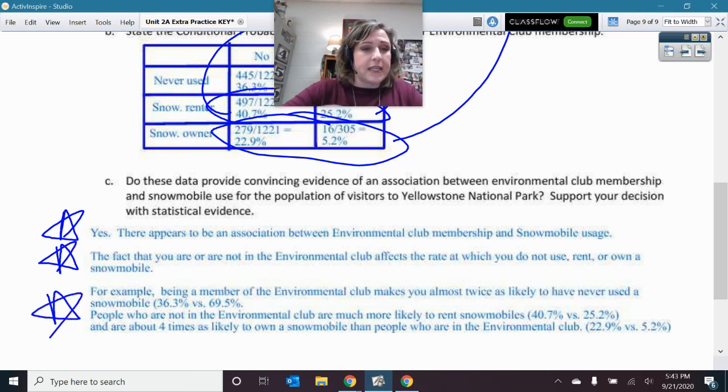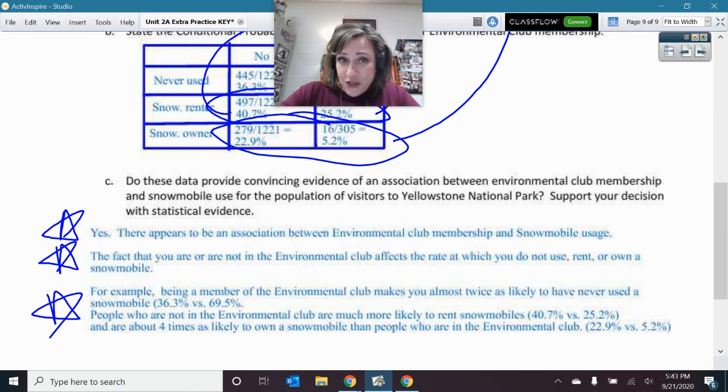So here I go on my full conclusion and write-up for how you need to do this. You want to include these three things. First, the question: is there evidence of an association between environmental club membership and snowmobile use? Answer the question. Yes, there appears to be an association between environmental club membership and snowmobile usage. Second, elaborate: the fact that you are or are not in the environmental club affects the rate at which you do not use, rent, or own a snowmobile. That's your elaboration statement. And the final one is specific numerical examples for all categories. Being in the environmental club makes you almost twice as likely to not have used a snowmobile.